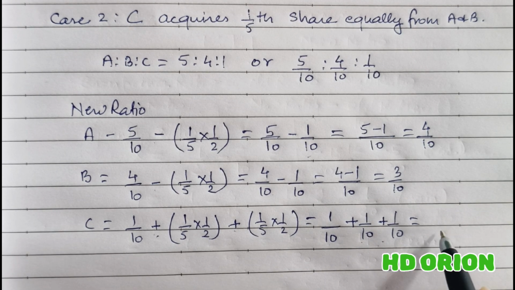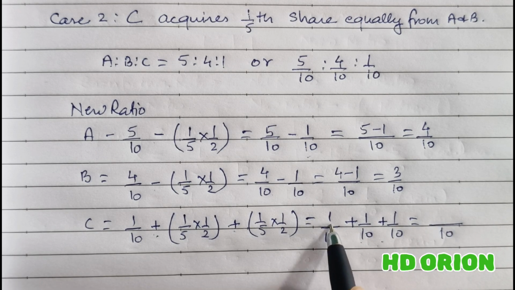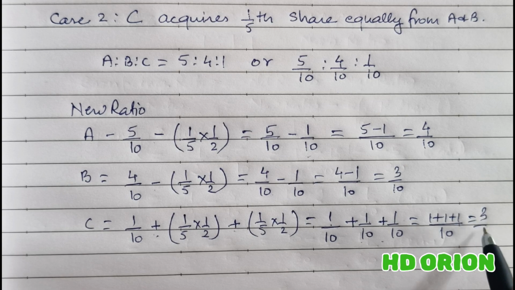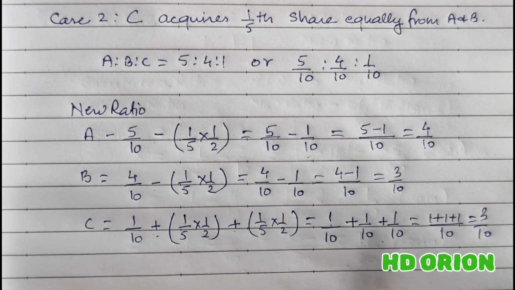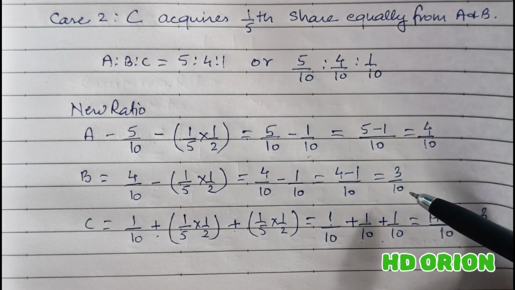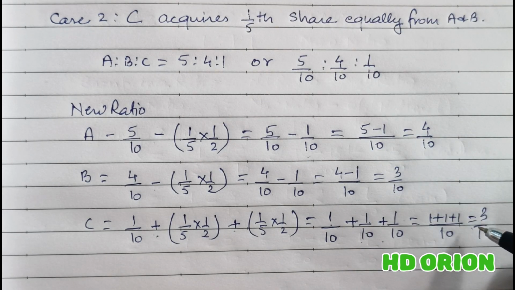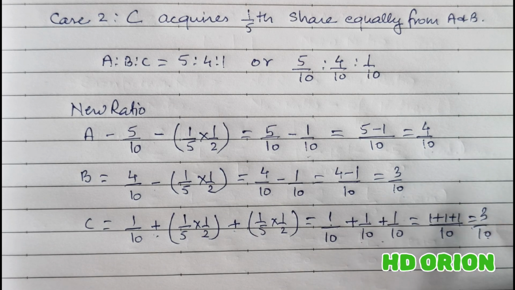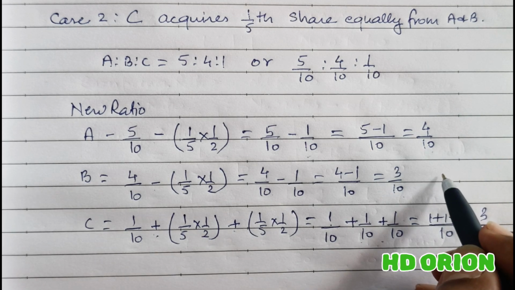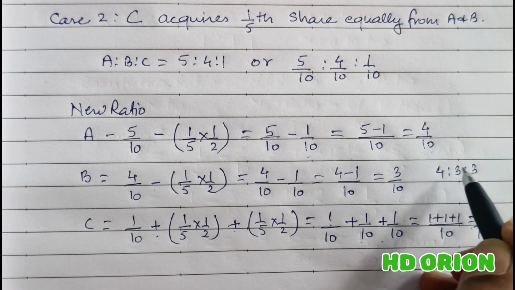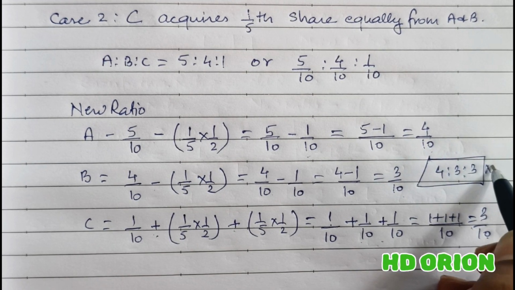Because the numerators are common, LCM will be 10. 1 plus 1 plus 1 is equal to 3 by 10. So in this way, we find the new portion in the total profit for A, B and C. Because the denominators are the same, the numerators can be taken as the new ratio, which is 4:3:3. This is the new ratio.